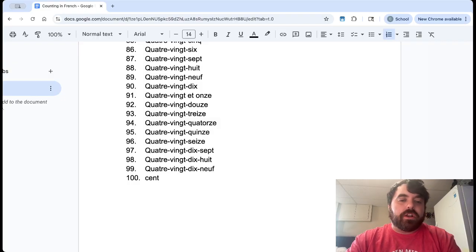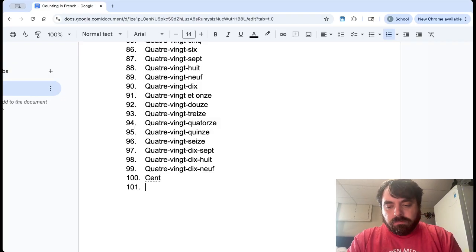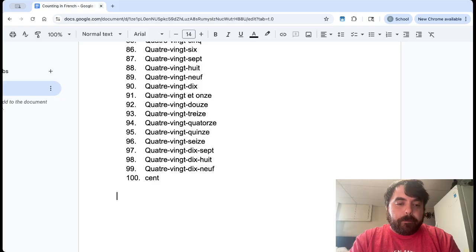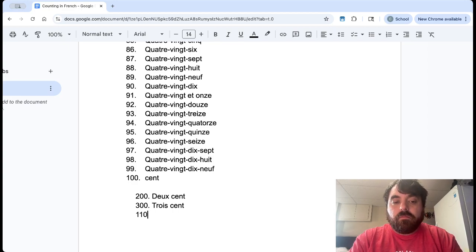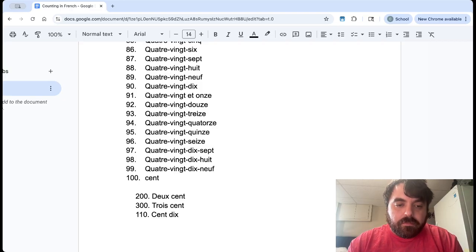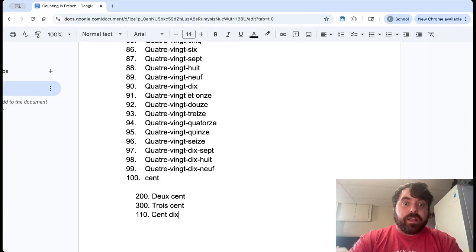So this is exactly like how we use 100. So how do we use 100? Well, if we have 200, we say deux cents. If we have 300, same deal, right? Trois cents. If we have 110, that's going to be cent dix. And so all the numbers work exactly like you think they would from this point forward.